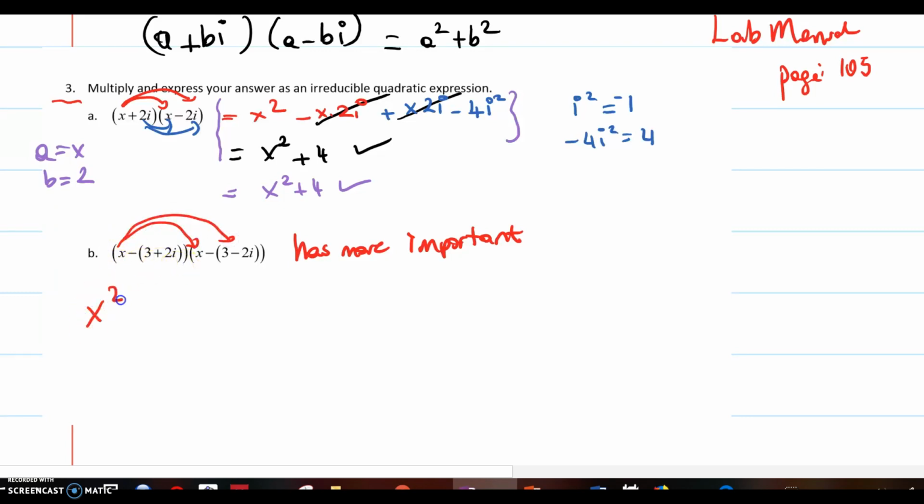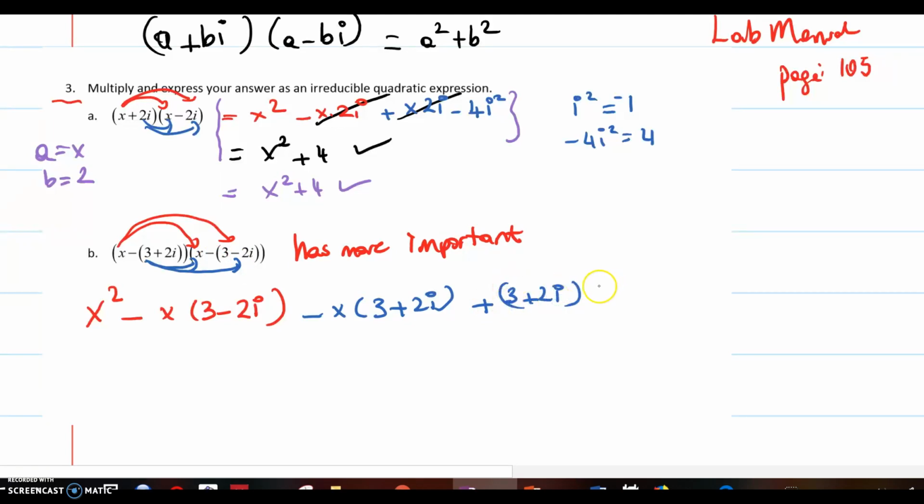X times x will be x squared minus x times 3 minus 2i. That's one portion. And then we're going to distribute this 2. So x times 3 plus 2i. Be careful, this is plus, right? And then negative times negative is positive, right? 3 plus 2i times 3 minus 2i. All right, we have this multicolor mess. How are we going to solve that?